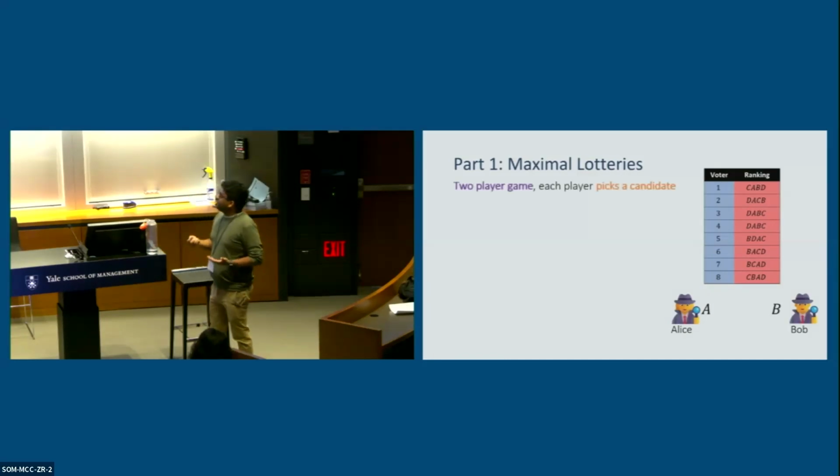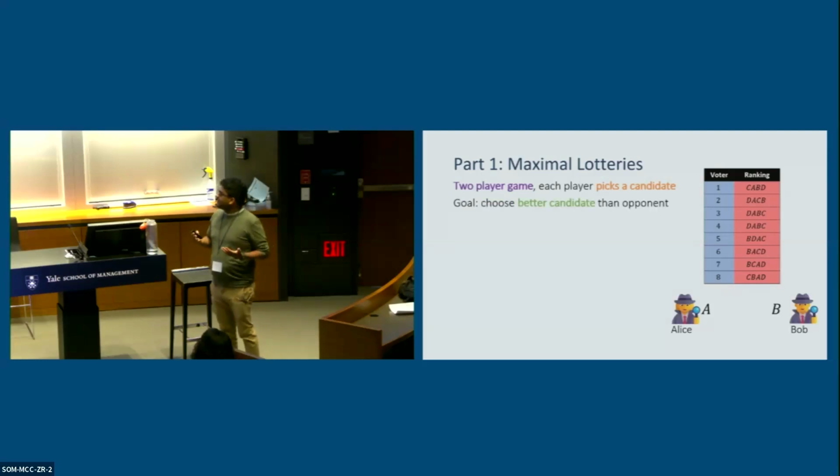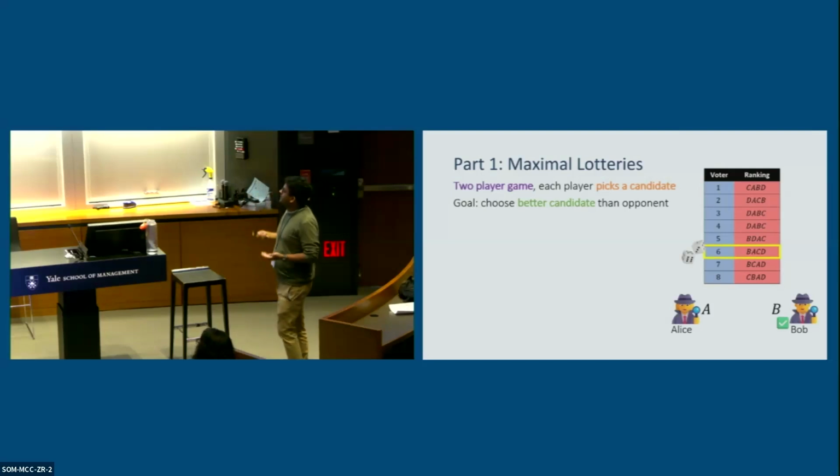So the idea is that we set up a simple 2-player game, where in this game, each player picks a candidate. And the hope is that we set up the incentives so that their goal is to choose a candidate that's better than their opponent's candidate. Specifically, what we do is we will select a random voter, and whichever candidate this voter prefers will be the winner of the game.